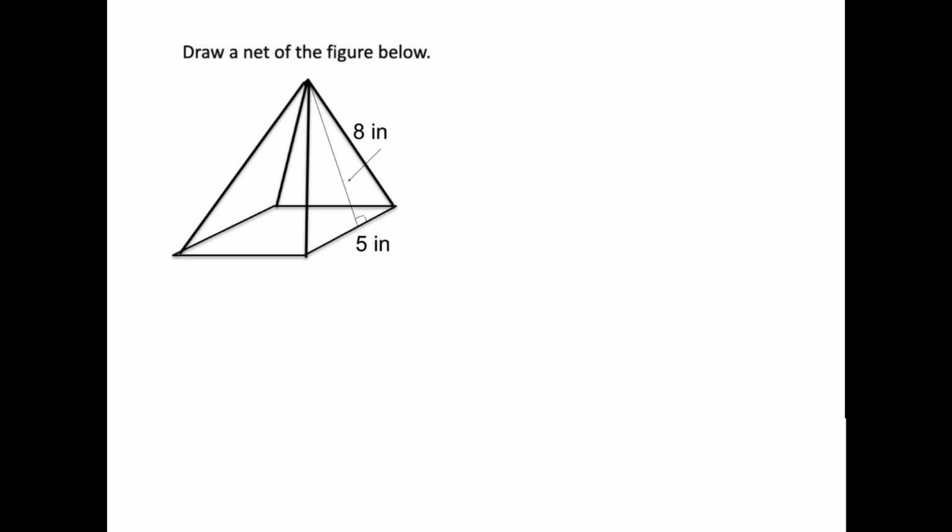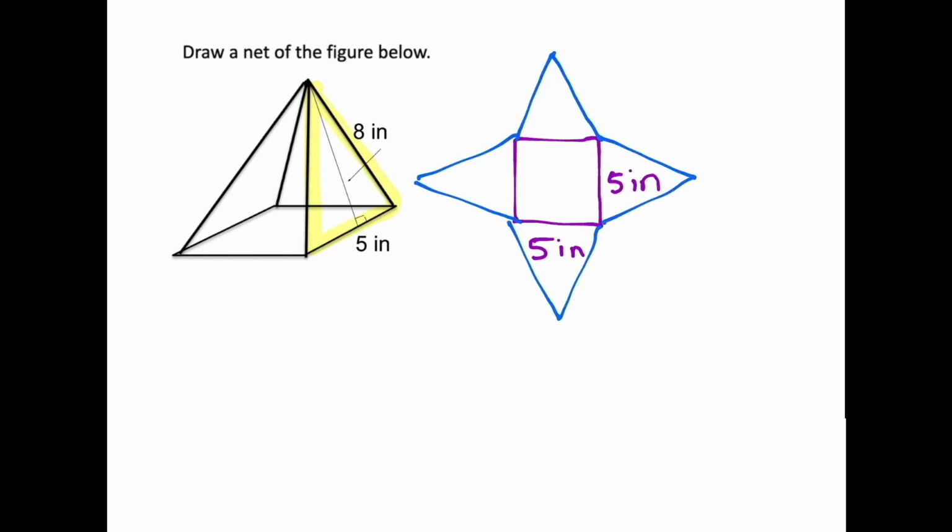A square pyramid has a square for a base and triangular faces that come up to a point. Let's first start by drawing our base. Our base is a square. The sides of my square are all 5, because in a square, all sides are equal. Now we have our faces. Our faces are triangles, and because it's a square pyramid, all the triangles are going to be congruent. So you can draw a triangle coming off each of the sides of the square.